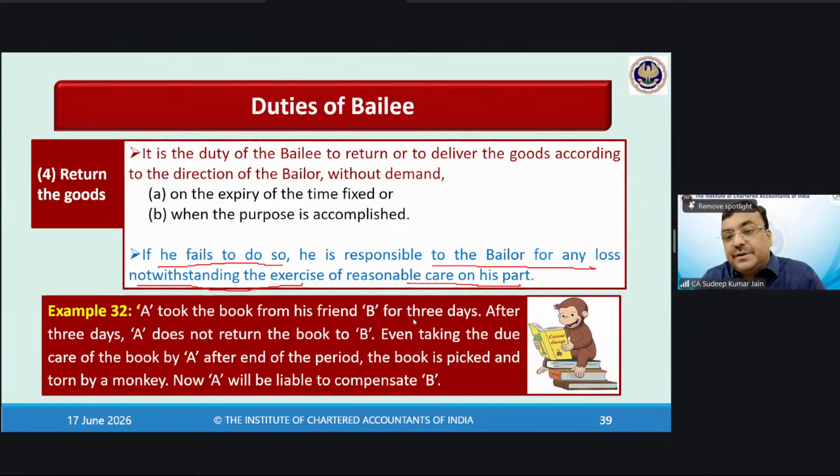See example number 32. A took the book from his friend B for 3 days. After 3 days, A does not return the book to B, even taking the due care of the book by A. After end of the period, the book is picked and torn by the monkey. Now A will be liable to compensate B. A ने बुक ली फ्रेंड से 3 दिन के लिए, लेकिन नहीं लौटाई. बहुत केयर करने के बाद ही बंदर ले गया बुक को, फाड़ के फेंक दिया. Now A is liable to compensate. Read the example 32.